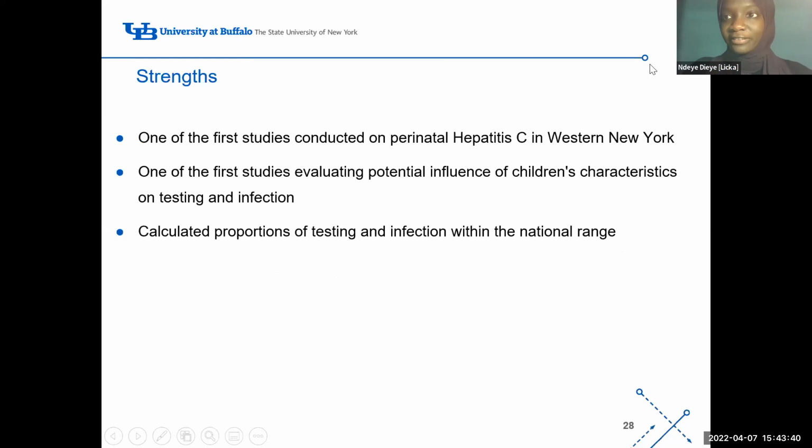On the other hand, we have some strengths. To our knowledge, this is one of the first studies conducted on perinatal hepatitis C in Western New York. This is also one of the first studies evaluating potential influence of children's characteristics on testing and infection. And third, the calculated proportion of testing and infection in our sample are within the national range.